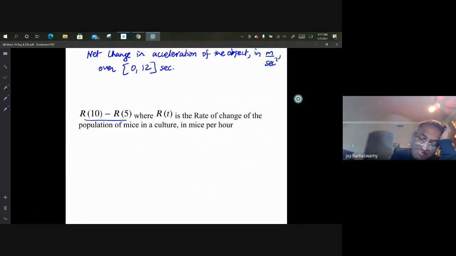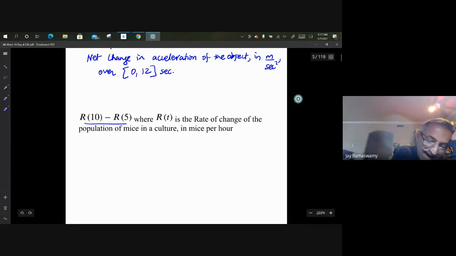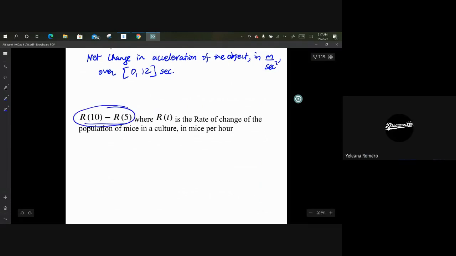Okay, read the rest of the sentence. You understand what the context is. It's a little weird, but that's okay. So R stands for the rate of change of the population of mice in a culture measured in mice per hour. Okay, so that expression reminds you of net change.